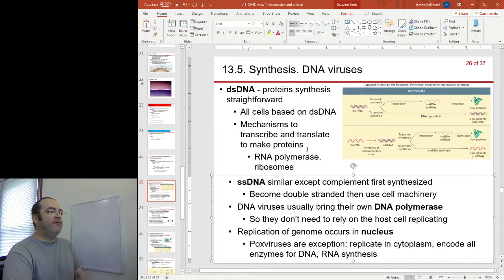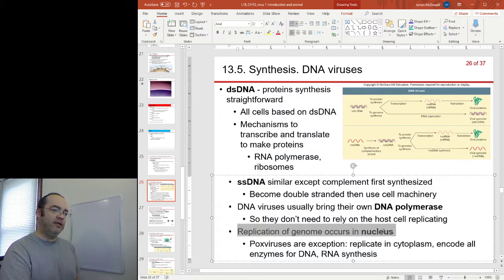In terms of single-stranded DNA viruses, the only thing they have to do is become double-stranded first, which means they have to build the second part, the complementary strand, using cell machinery, and then the genes can be read, transcribed and translated into proteins.